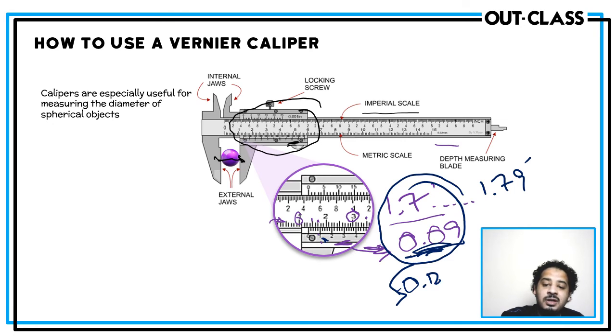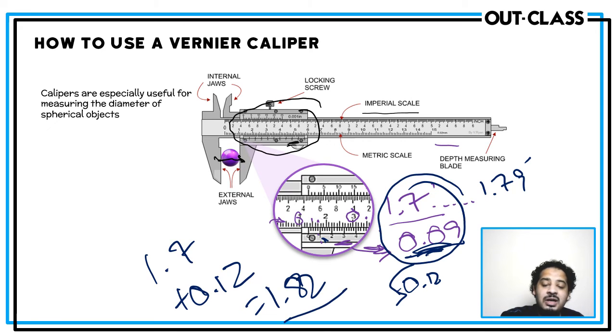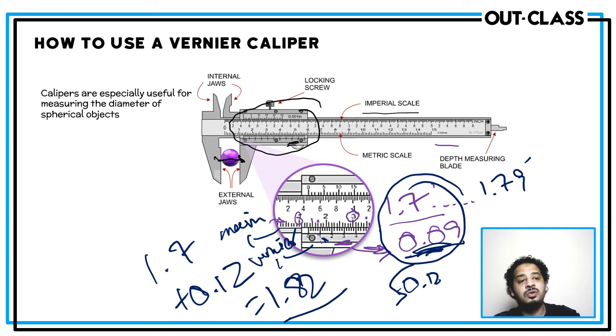Then how would you go about it? Well, then you would do 1.7 plus 0.12, and your reading would end up being 1.82. So it is important to know what the reading on the main scale is and what the reading on the Vernier scale is. I'm calling this thing the main scale, and I'm calling this thing the Vernier scale, and then you would add them up and you will get your final reading. And you will see that the same thing is done with the micrometer screw gauge.